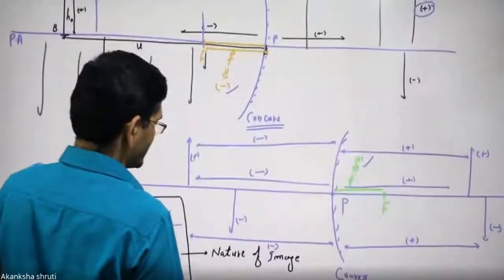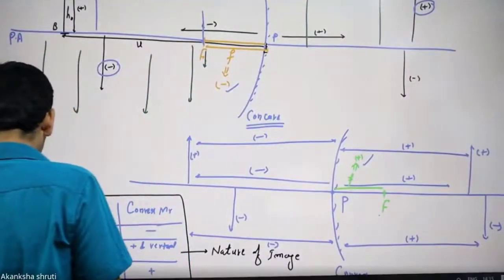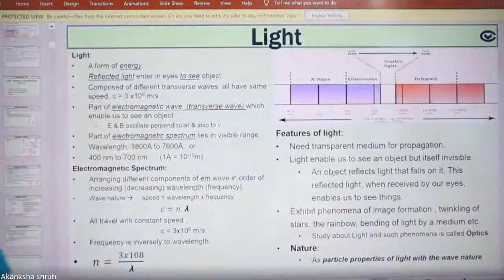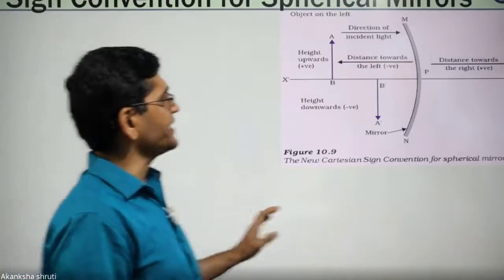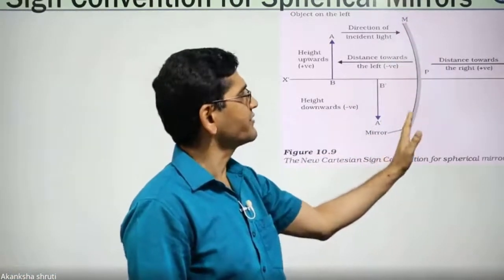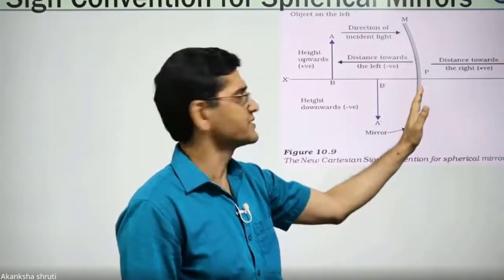That much is enough. Means what? Students, what is our sign convention? You can see here. For the sign convention, you have to draw a mirror. You may draw convex or concave. The nature of mirror doesn't matter.